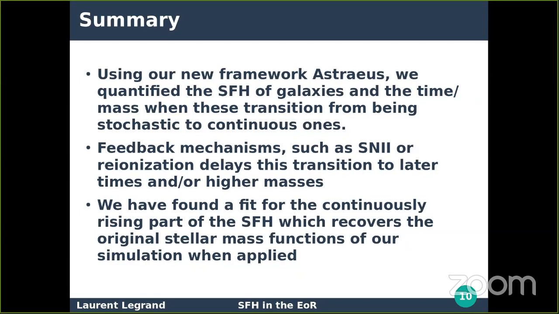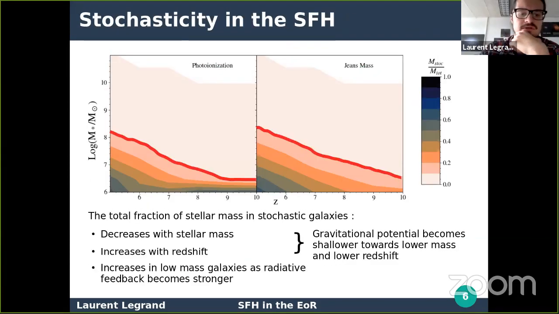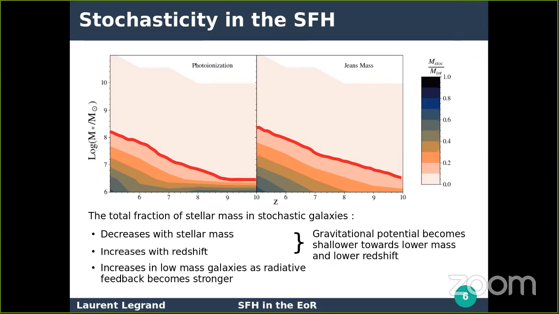Okay, so another question is, I'm not sure if you showed this, but is there any figure where you show the proportion of all star formation in stochastic mode? The proportion of all, sorry, the proportion of all star formation? All stars that are formed in stochastic fluctuation.